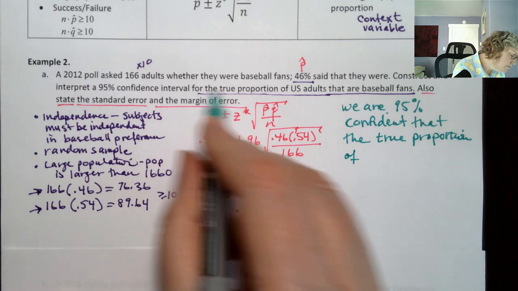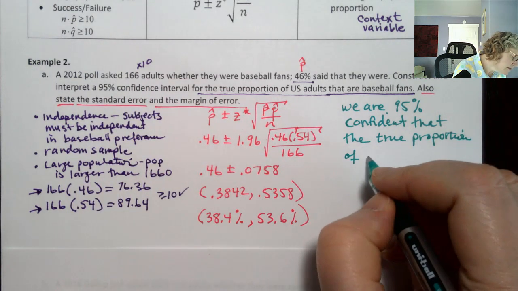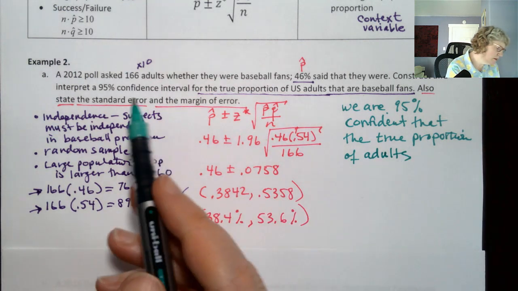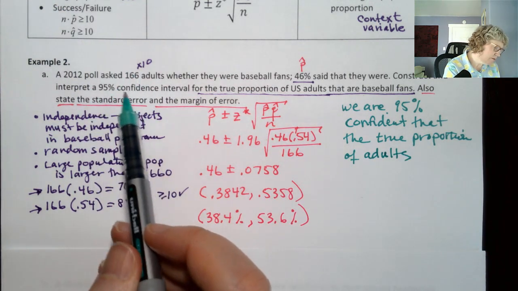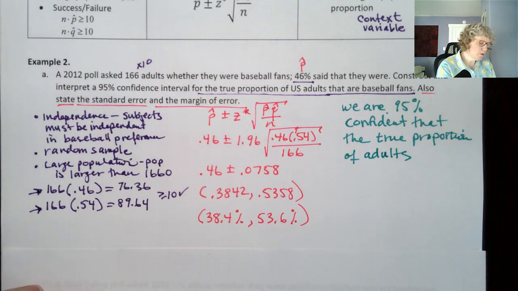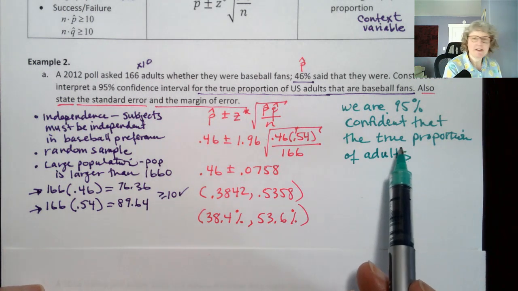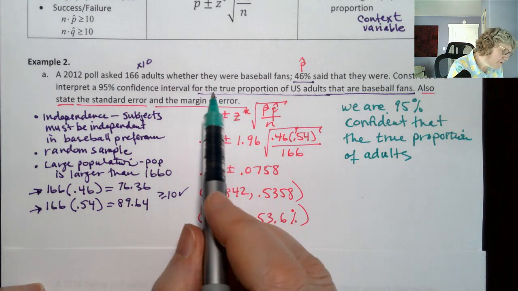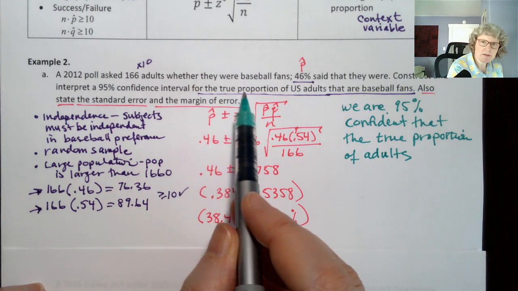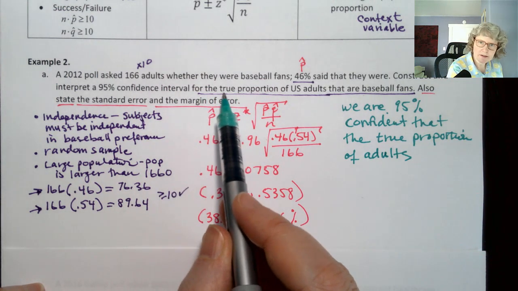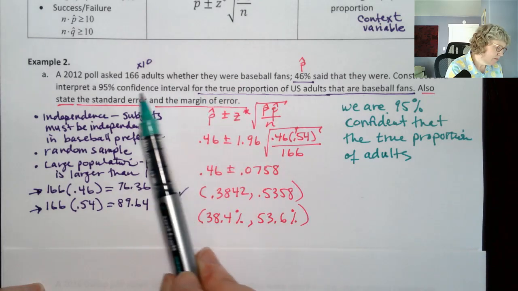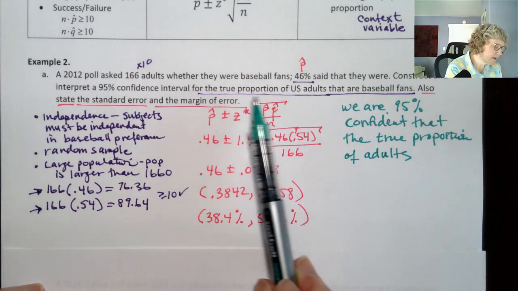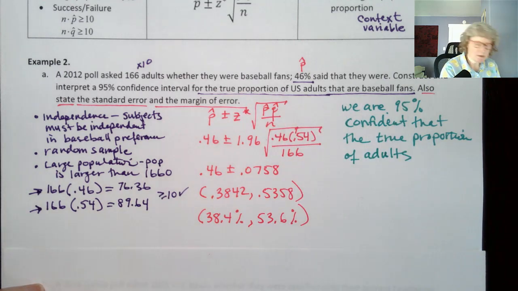of, it doesn't specifically say US, but I'm just going to say adults. So I'm looking for what's the population, right? Because in order to get my parameter in there, I need to interpret the population. The true proportion of adults, and I could also read what it asks for the interval for, right? That should be the same. Interval for the true proportion of US adults. Oh, there it says US adults that are baseball fans.